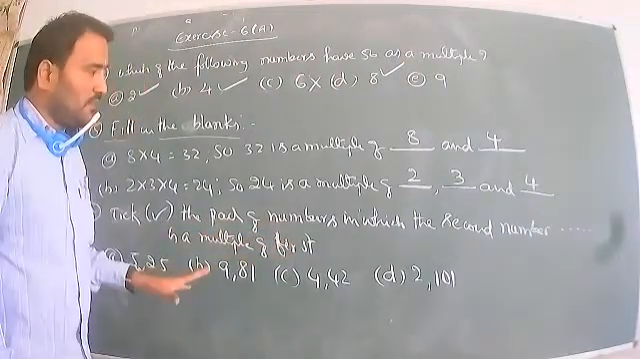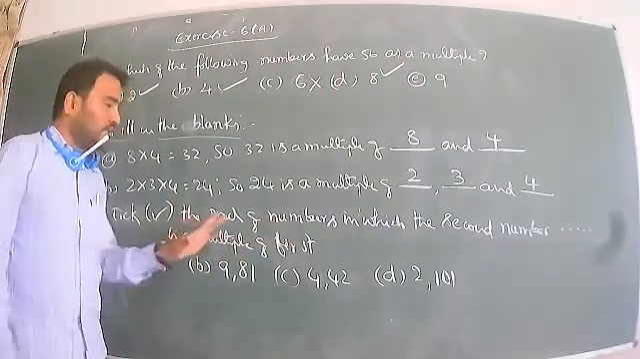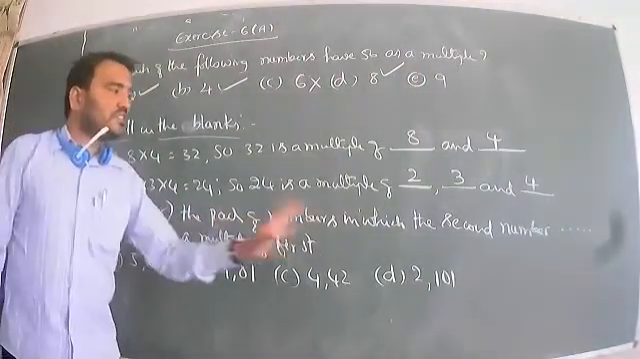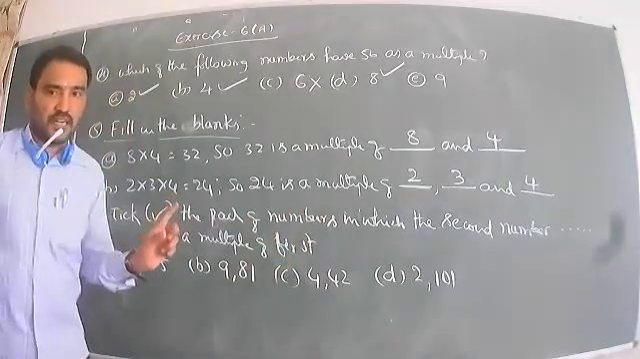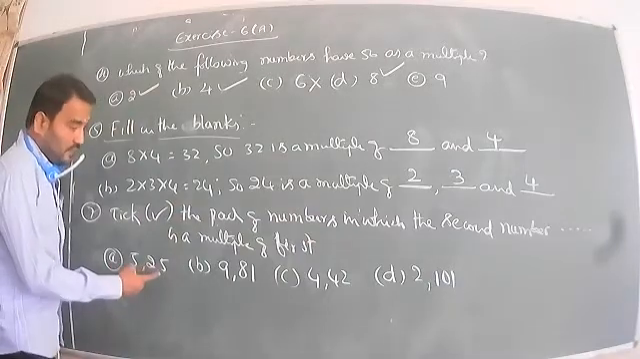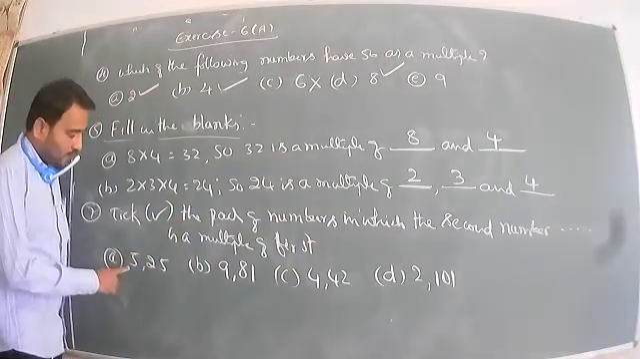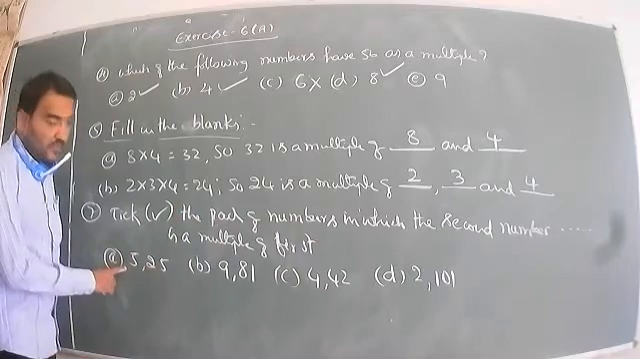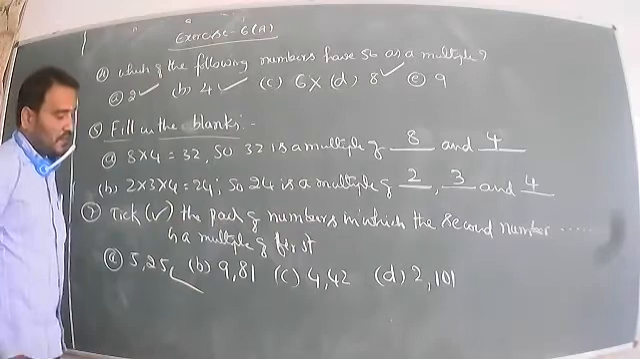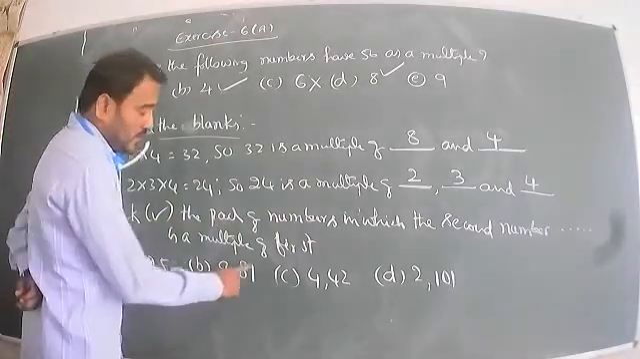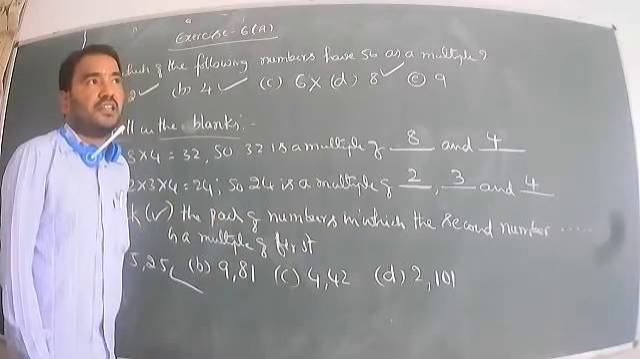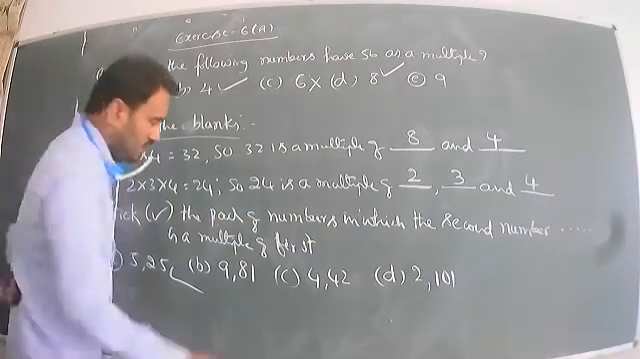Next, tick the pair of numbers in which the second number is a multiple of the first. Which one is a multiple of the first? 5 and 25. 5 5s are 25. Yes, it is a multiple of the first. Next one, 9 and 81. 9 7s are 63, 9 8s are 72, 9 9s are 81. Yes, it is a multiple of 9.